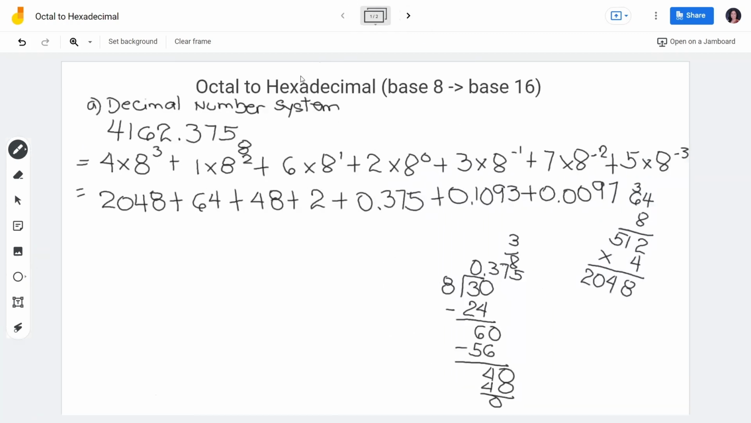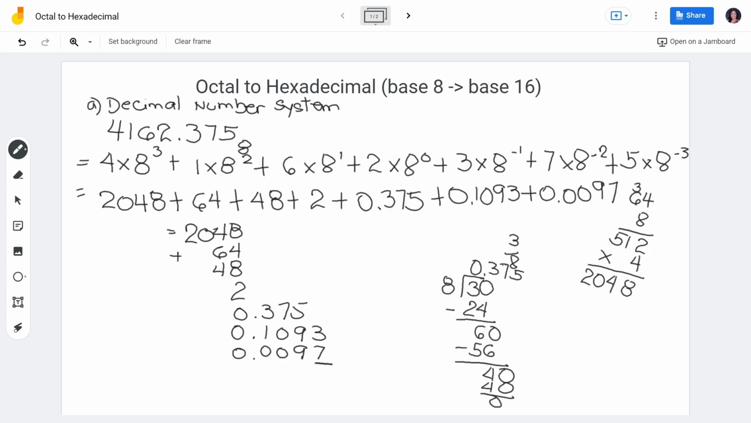And then we're going to add. So we have 2048 plus 64 plus 48 plus 2 plus 0.375 and then 0.1093 and then 0.0097, and then let's add.